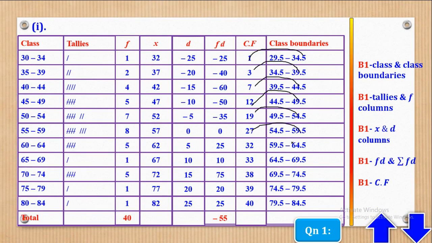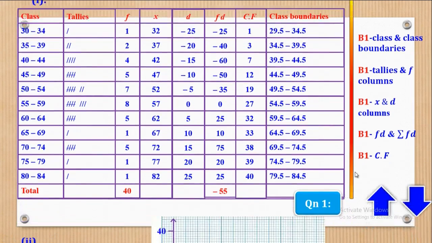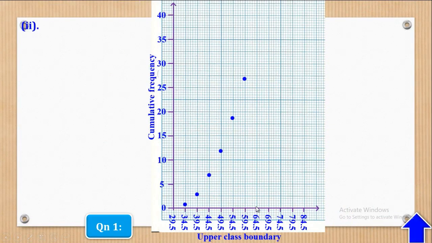Then next is 64.5 corresponding to 32, and 69.5 corresponding to 33. So you come here and put 32 and also 33.